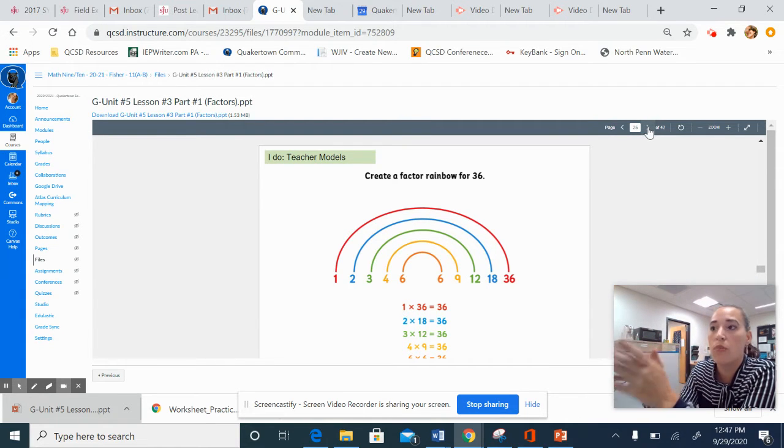Or if a number repeats itself, if you had 4 times 3 and then it goes 3 times 4, then I know that's it. It stops. There's no more factors. So I'll show you an example of that one.